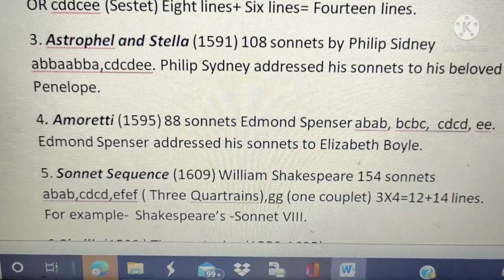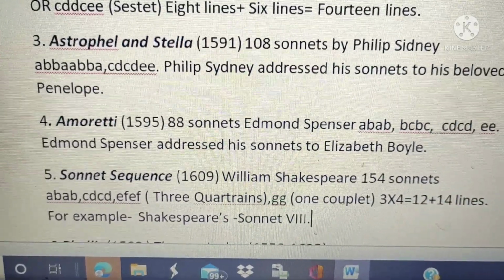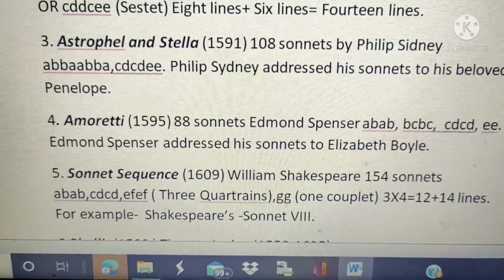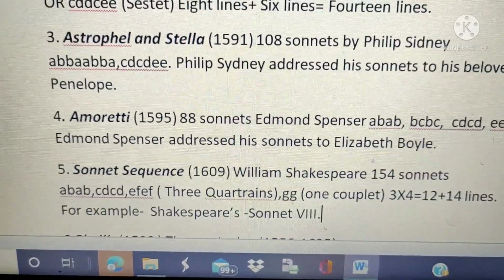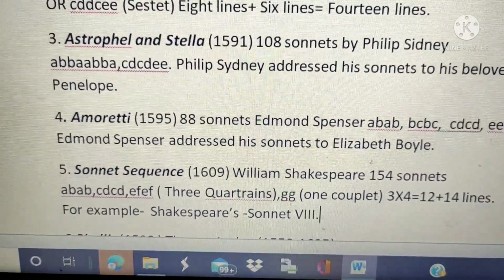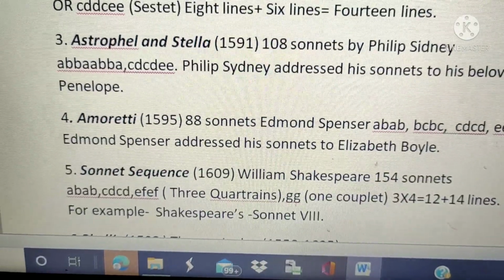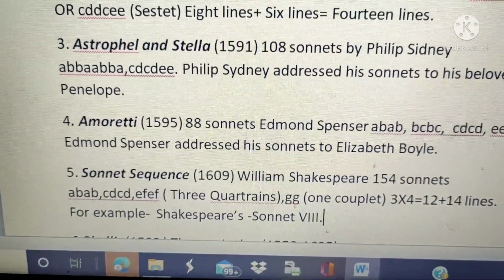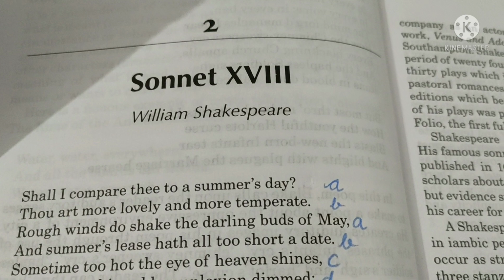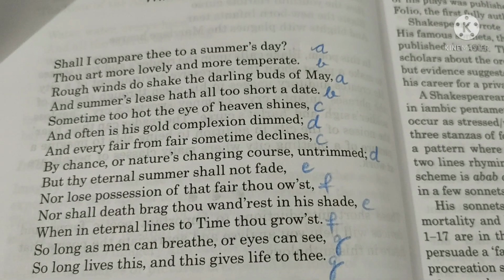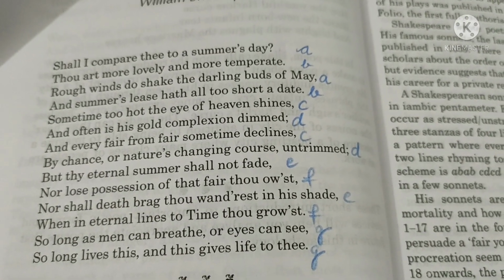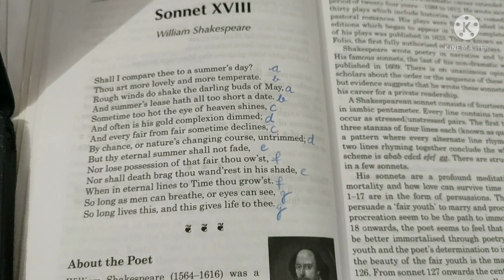For example, William Shakespeare's sonnet number 18 is there in the BA Part 2 syllabus, in the poetry book. I want to show you this sonnet. Sonnet number 18 is prescribed in the poetry book of CDLU, which is used in different colleges.